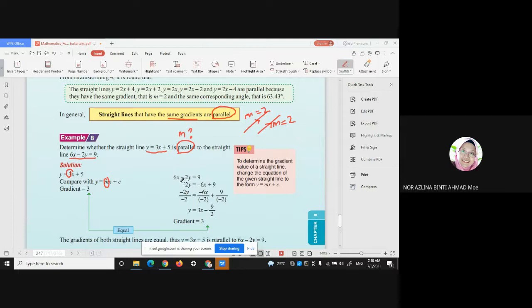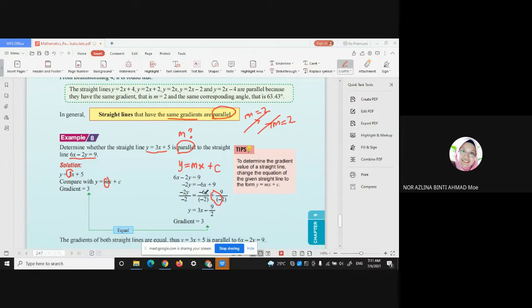For the second straight line, 6x minus 2y equal to 9, we want to get the value of m. So we need to change into general form y equal to mx plus c. We bring 6x to the right hand side, become negative 6x plus 9, and the left hand side is negative 2y. We don't want coefficient for y, we want y only, so we divide by negative 2. Right hand side for all terms also divide by negative 2. So negative 6 divided by negative 2 is 3x. 9 divided by negative 2 is negative 9 over 2.